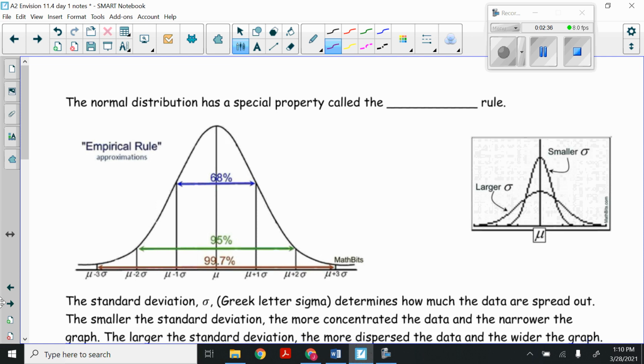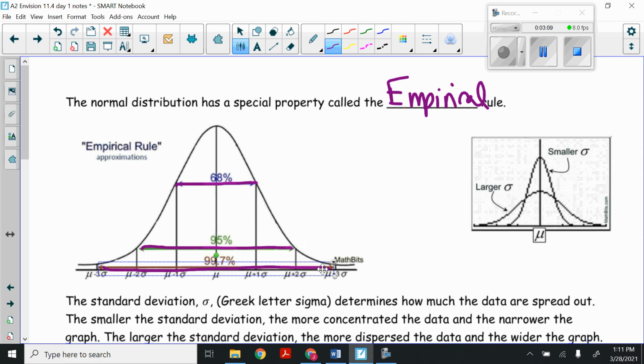All right. The normal distribution has a special property called the empirical rule. So this is what the empirical rule looks like, and this is what I was telling you: this is your 68% within 1 standard deviation above or below. Within 2 standard deviations above or below the mean is 95%. Within 3 standard deviations above or below is 99.7, or 99%, we call it.